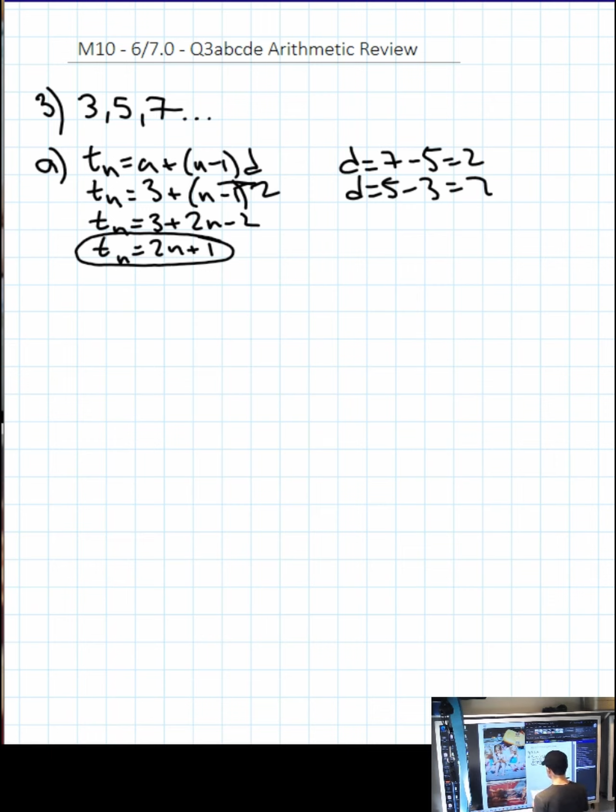Okay, so they're going to say, what's the 10th term? So we can say T10 equals 2n. I put 10 in for n on the left-hand side, so I have to put 10 in for n on the right-hand side. And T10 is equal to 20 plus 1 is 21. Circle our answer.